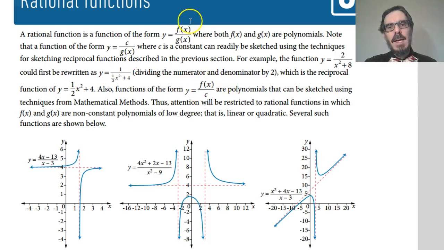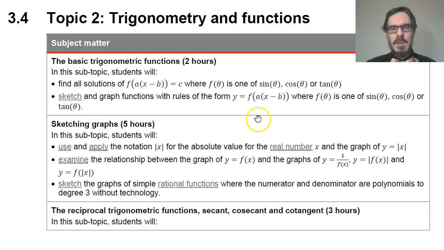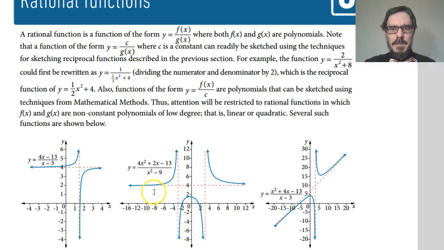So we're focusing here on functions like this, where f and g are non-constant polynomials. In particular, although the textbook says linear or quadratic, we actually have to go all the way to cubic, because your syllabus specifically says that you have to sketch the graphs of simple rational functions where numerator and denominator are polynomials to degree 3, without technology. So let's get on with it.